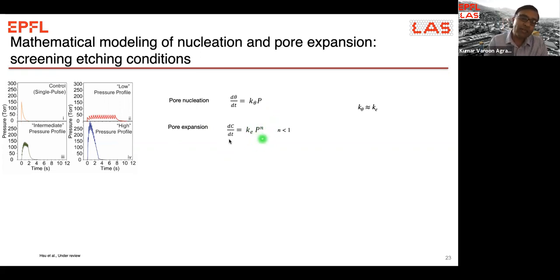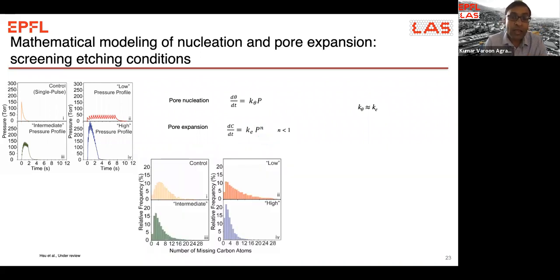What we realized is that the pore expansion rate is not directly proportional to the pressure; the proportionality exponent is less than 1. In fact, in our preliminary studies, it turned out that this n is about 0.5. We believe this is the case because when you react a pore edge with ozone, it can essentially impart more than one oxygen group on the pore edge, whereas in the nucleation, one ozone molecule gives you only one epoxy group. Anyway, this was quite interesting because what you see is that pore nucleation is a stronger function of pressure compared to pore expansion.